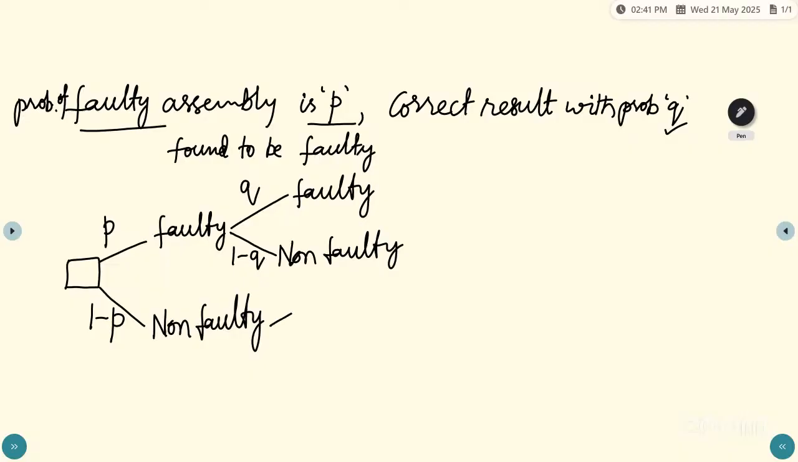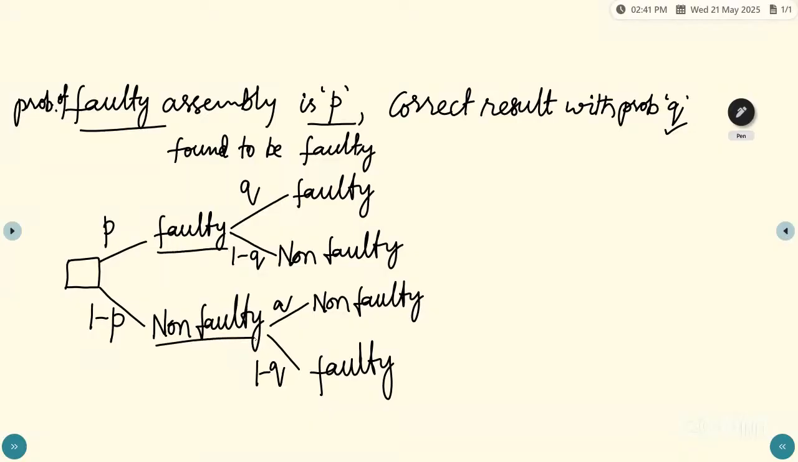Again, non-faulty will be declared as non-faulty with what probability? Q. Correct result. Again, it will be declared wrongly with 1 minus Q probability. Okay. So up to this, we have done the assembling. And next thing is you are doing testing.